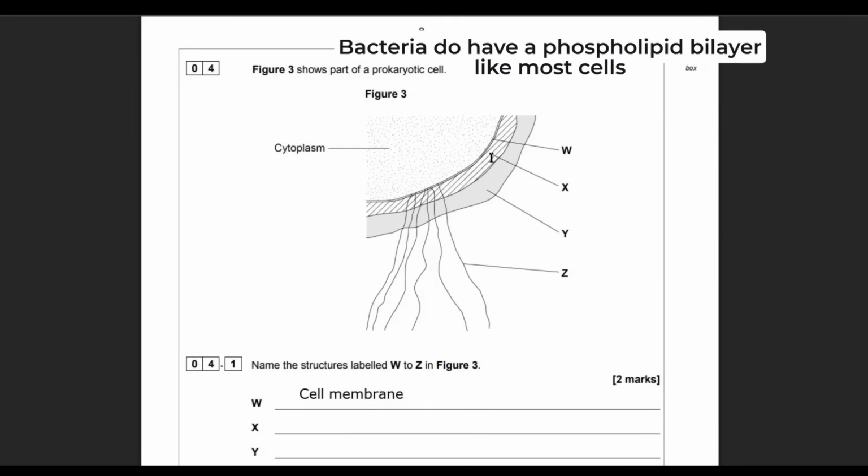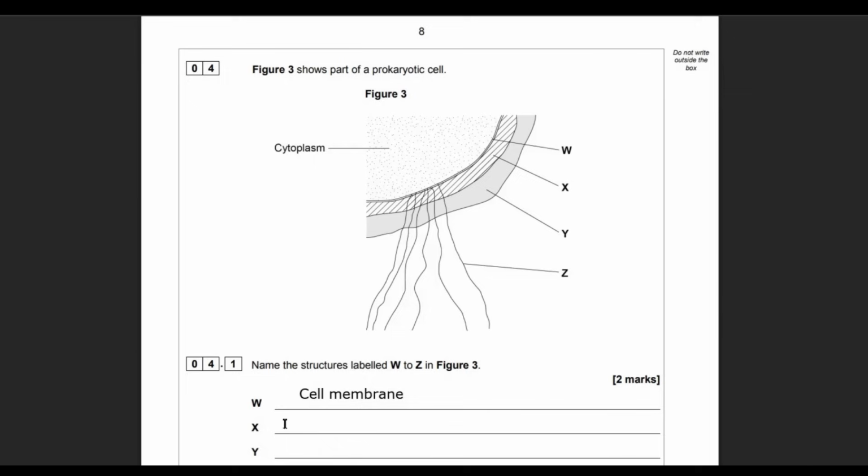Okay, X. What is surrounding the cell membrane? Well, that's going to be the cell wall. And we need to be a little bit specific because we're in A level. So we need to say what substance that's made of. And so what is the cell wall of a bacteria or a prokaryote made of? It's not cellulose. That's found in plant cells. It's not chitin, as people like to call it. That's found in fungi. What is it in the cell wall of prokaryotes?